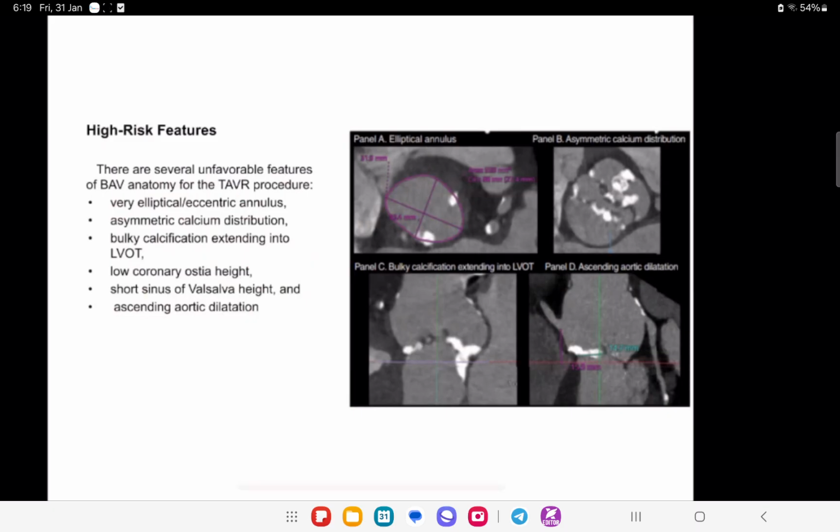High-risk features. There are several unfavorable features of bicuspid aortic valve anatomy for the TAVR procedure: a very elliptical or eccentric annulus, asymmetric calcium distribution, bulky calcification extending into the left ventricular outflow tract, low coronary ostia height, short sinus of Valsalva height, and ascending aortic dilatation.